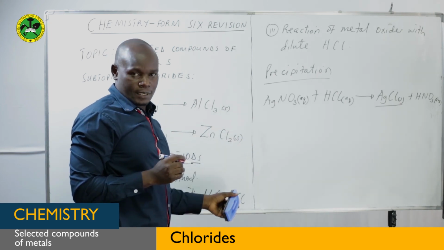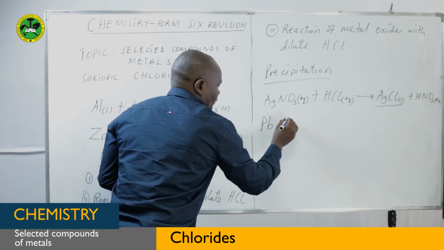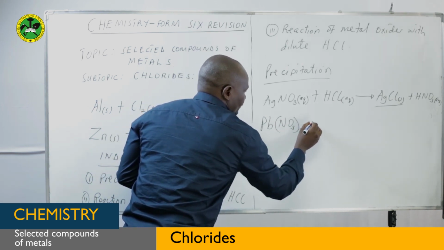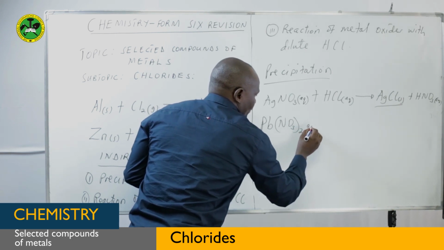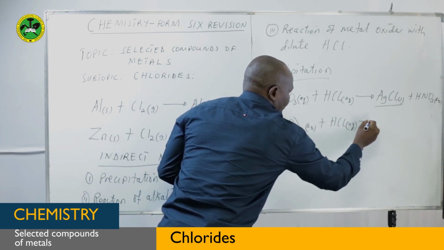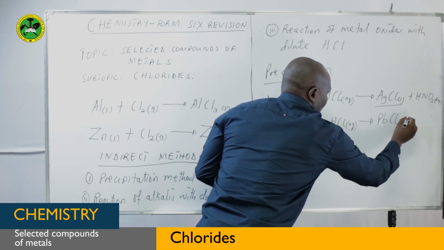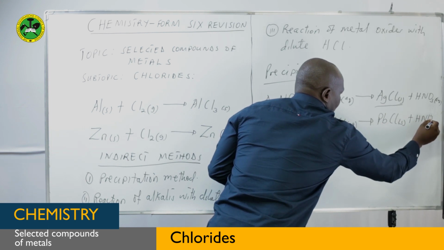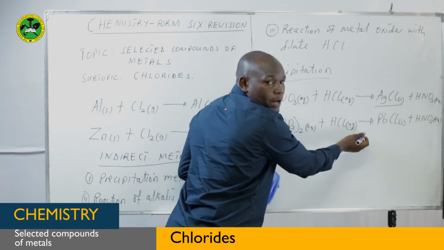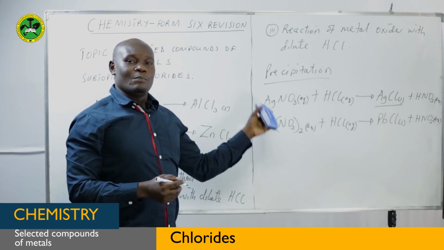So this is what we call the precipitation method, since what we have obtained is silver chloride, which is our PPT or precipitate. Likewise, if you have lead nitrate, aqueous, when treated with dilute hydrochloric acid, then you'll end up getting the lead chloride, which is solid, plus nitric acid, which is aqueous. So you can balance the equation. Now this is our precipitate formed. So this is what we call the precipitation method.